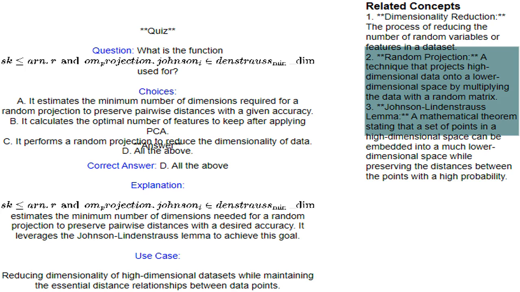Johnson-Lindenstrauss lemma: a mathematical theorem stating that a set of points in a high-dimensional space can be embedded into a much lower-dimensional space while preserving the distances between the points with high probability. Suppose you have a set of 100 points in a 1000-dimensional space. The lemma guarantees that you can project these points into a much lower dimensional space, for example 50 dimensions, using random projection, and the distances between the points will be preserved with high probability. This allows efficient computations and data storage.